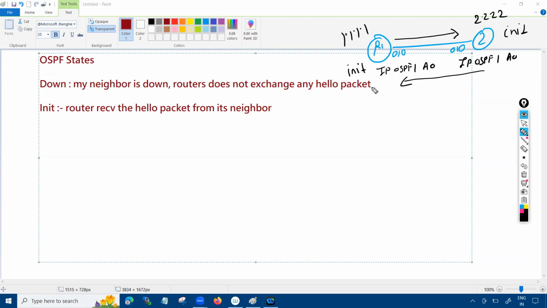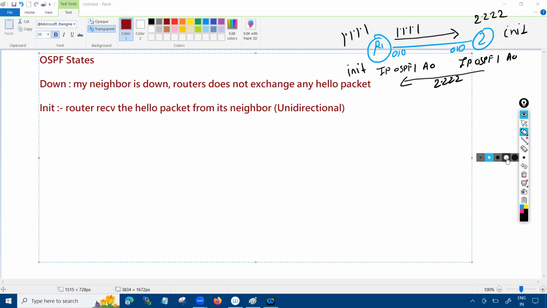So normally in the init state, both routers receive the hello packet. That's all, nothing else. So it's called a unidirectional state. Why do I call it unidirectional? Because we are just receiving the hello packet from the neighbor. Router one does not have any idea. Try to understand. Router one is going to put its router ID 1.1.1.1 in this hello packet. Router two is going to put its router ID 2.2.2.2 in this hello packet.